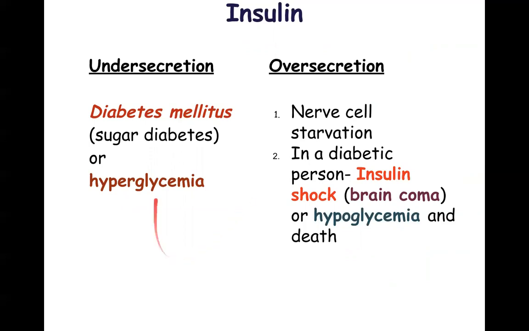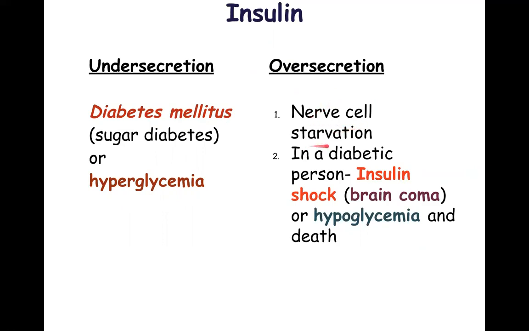But if there is an undersecretion of insulin, it causes a condition called diabetes mellitus or sugar diabetes. The word mellitus means honey. When there is a release of sugar in the urine, it's called diabetes mellitus. It's also called hyperglycemia, that means extra glucose in the blood. So in the case of diabetes mellitus, the body is unable to convert glucose into glycogen, and the surplus glucose is released in the urine.